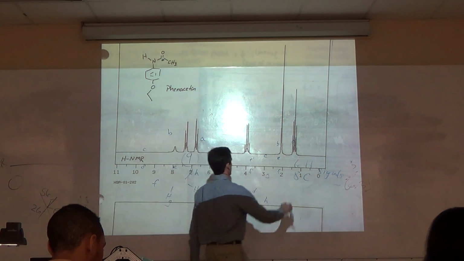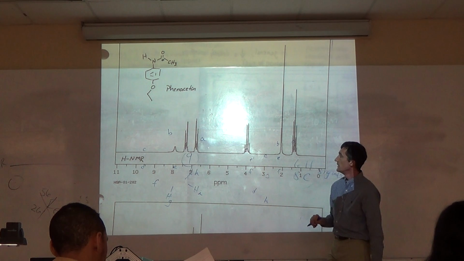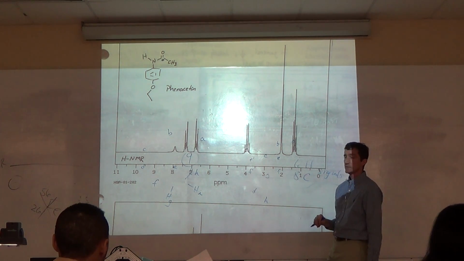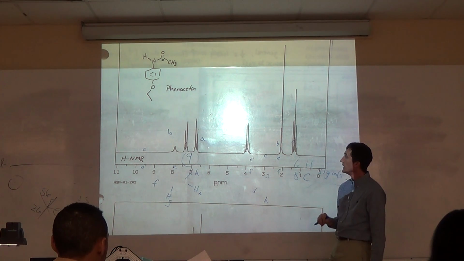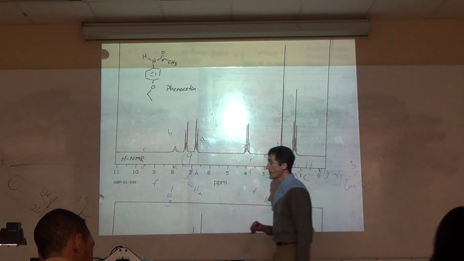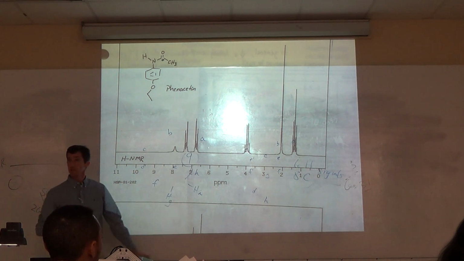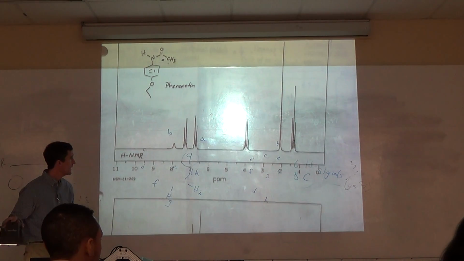Here are your 6 signals: 1, 2, 3, 4, 5, 6. I haven't labeled which is which; you can maybe do that a little bit later. You'll see that the signals are split: singlet, doublet, triplet, etc. We haven't explained why yet.